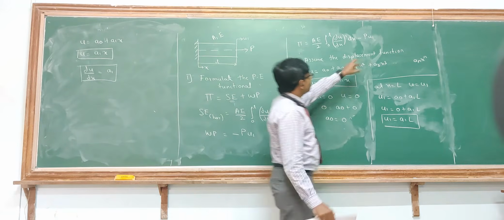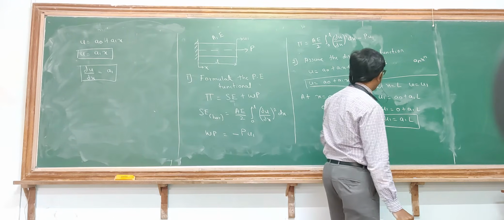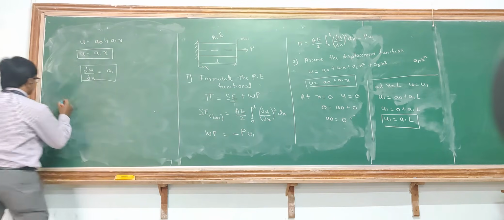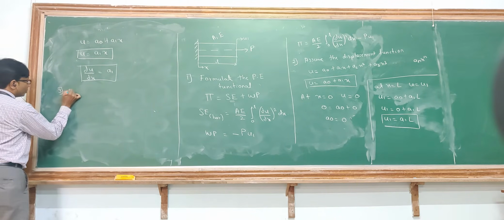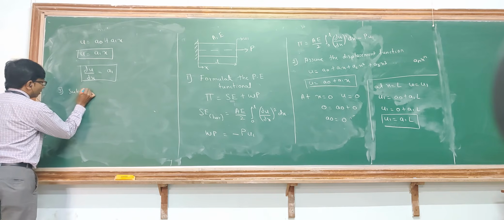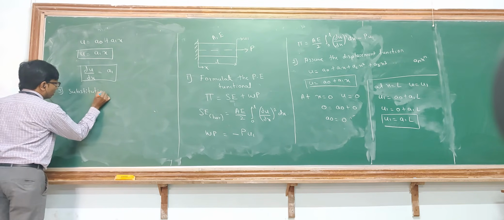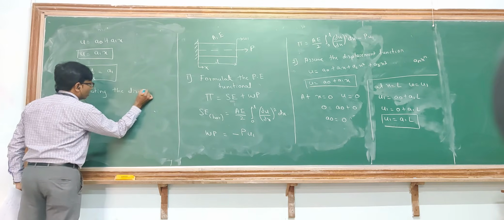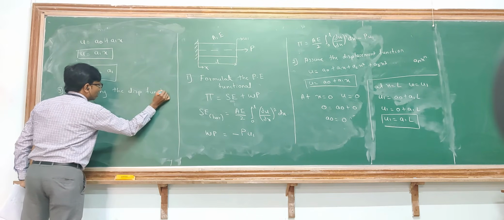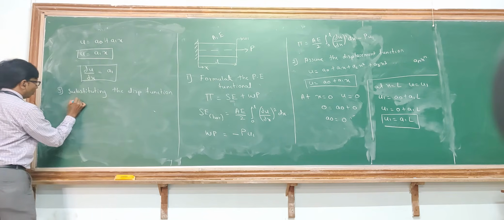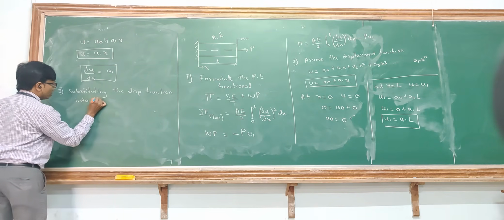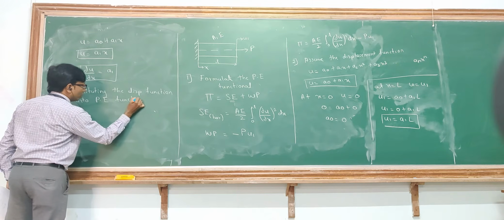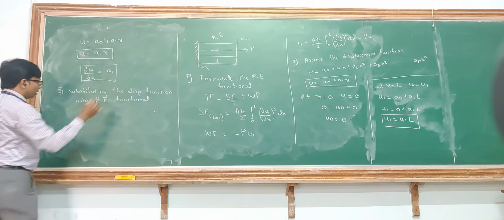Whatever the one more term was, it is u1. You have already got the value of u1. So we'll just substitute the values. That will be the third step, substituting the displacement function into the potential energy function. So if I do that, what will I get?